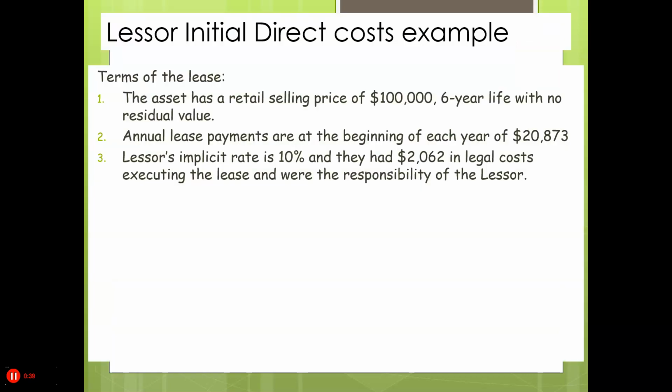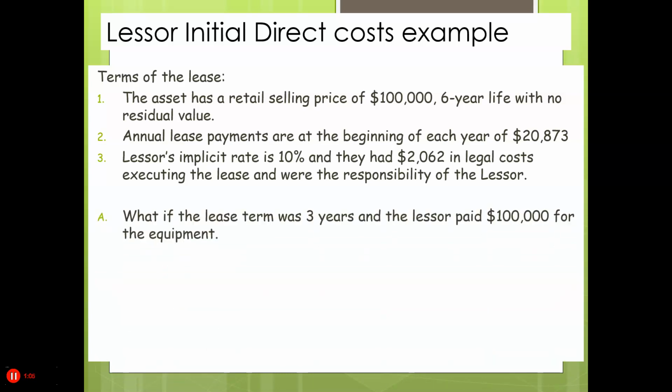All right. The asset has a retail selling price of $100,000, a 6-year life with no residual value. Annual lease payments are at the beginning of each year of $20,873. The lessor's implicit rate is 10%, and they had $2,062 in legal costs executing the lease and were the responsibility of the lessor. So we're going to do examples.